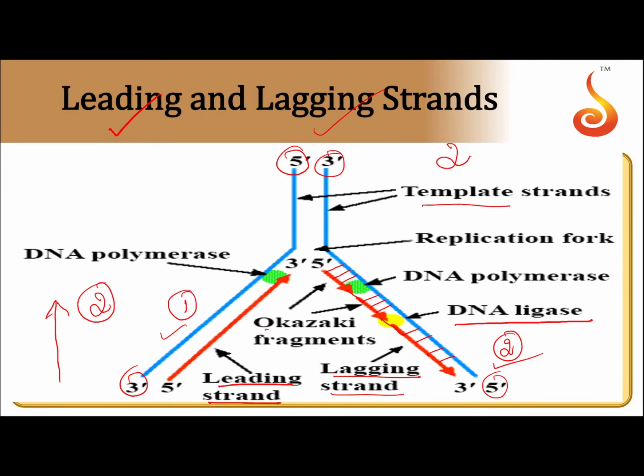In the leading strand, DNA replication occurs in the upward direction. In the lagging strand, DNA replication occurs in the downward direction. In the leading strand, DNA replication occurs very fast. In the lagging strand, DNA replication occurs very slowly. Okazaki fragments are absent in the leading strand and present in the lagging strand.